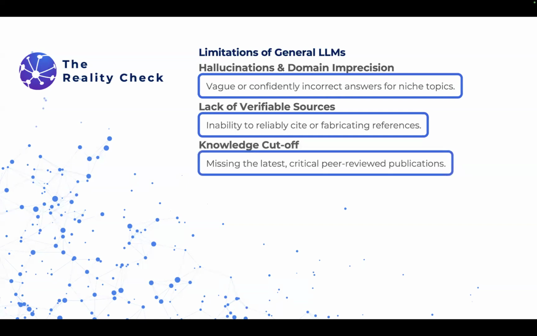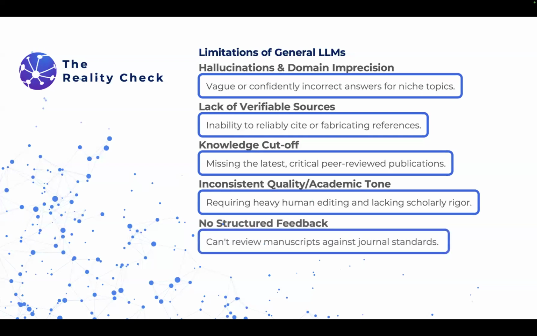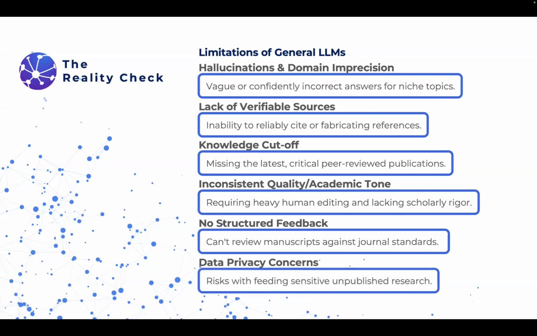It has a knowledge cutoff. Knowledge cutoff means missing the latest critical peer-reviewed publications. It does not keep up with the latest trends in your research field. And also inconsistent quality and academic tone, because they are not built for academia. That's why they lack scholarly rigor and insights. There's no structured feedback. I know some of you started uploading manuscripts to ChatGPT to review and give you feedback. But does it give you feedback according to the journal standards? Are you concerned about the privacy issues?